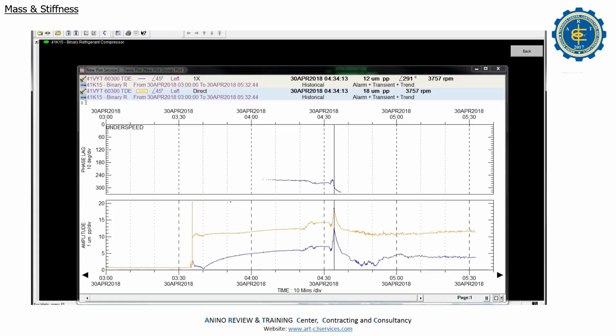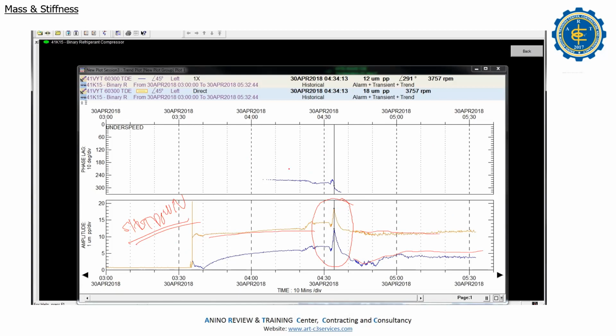So this is the critical speed. We start up, here shut down. That's why I love GE System 1. See, start up, then you have the critical speed, then back to normal vibration. Normal. So, the phase lag.